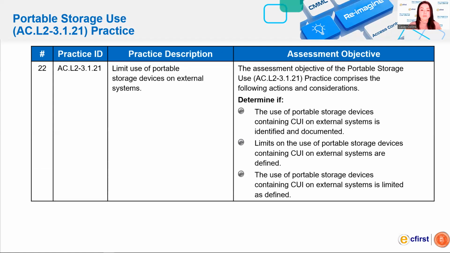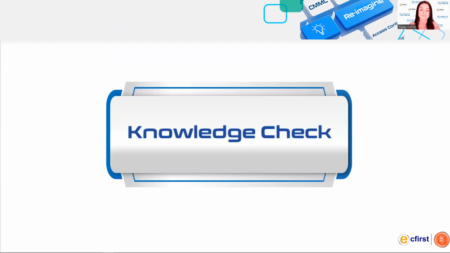Portable storage use. Limit use of portable storage devices on external systems. So the use of portable storage devices containing CUI on external systems is identified and documented. Limits on the use of those devices containing CUI on external systems are defined. And the use of portable storage devices containing CUI on external systems is limited as defined.